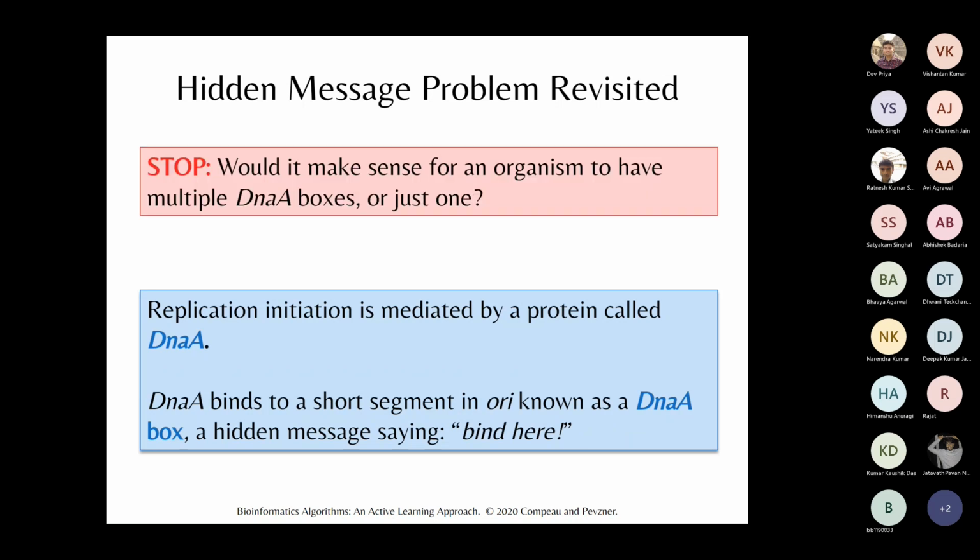Now, would it make sense to have multiple DnaA boxes or just one DnaA box? What do you guys think? I think there should be multiple. Why? Because there can be multiple cycles of replication going on at the same time. I think we've seen that. There was an example about E. coli, about how the doubling time for its entire genome is, I guess, 20 minutes, but the doubling time for E. coli is only 10 minutes or something of this sort. So there are multiple cycles of replication going on at the same time.